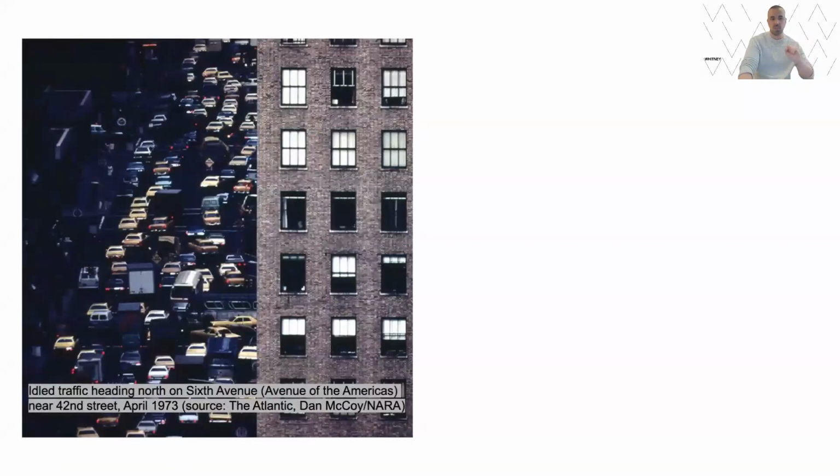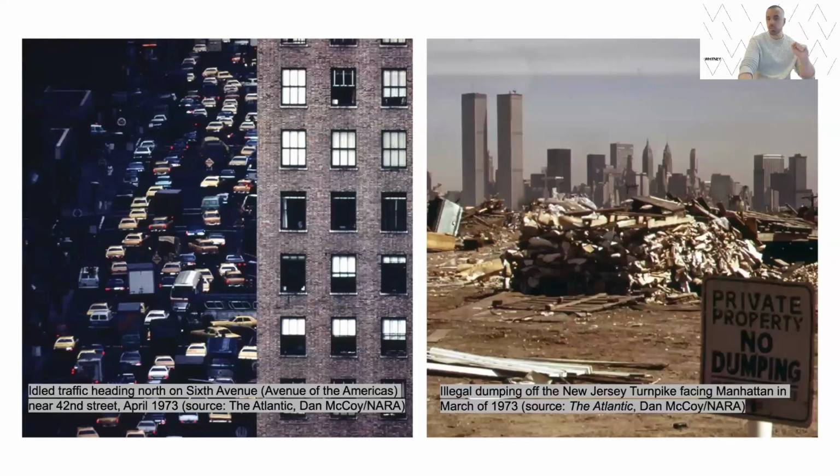Here's traffic heading north of 6th Avenue in April 1973. And here is legal dumping off the New Jersey Turnpike in March of 1973. As you can see, the World Trade Center is just being constructed. In fact, the World Trade Center, I think, will be quite an important point of reference here. When I say construction and demolition, I'm also, of course, referring to the question of displacement and the question of gentrification. This is why I think Mavis Pusey's work continues to be relevant today, continues to be topical today.